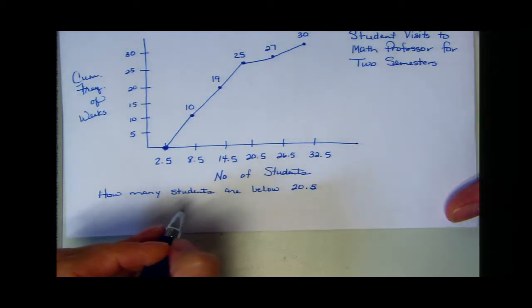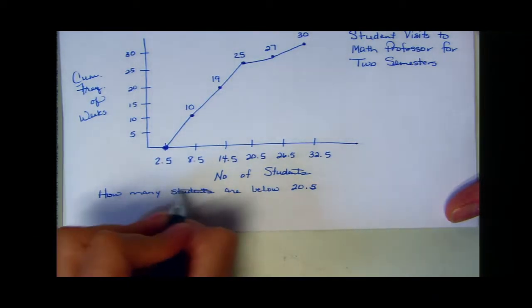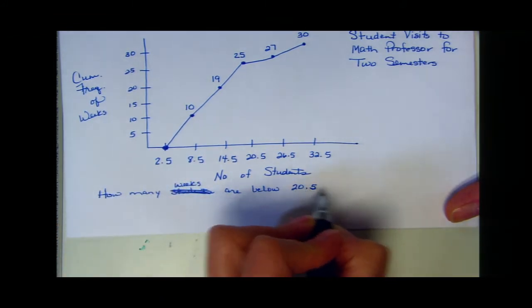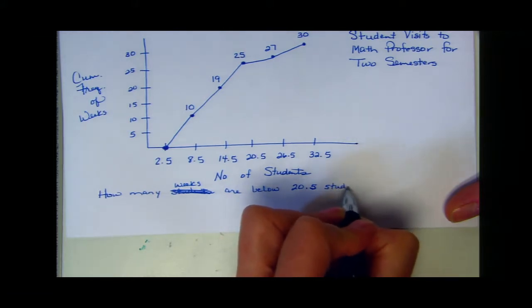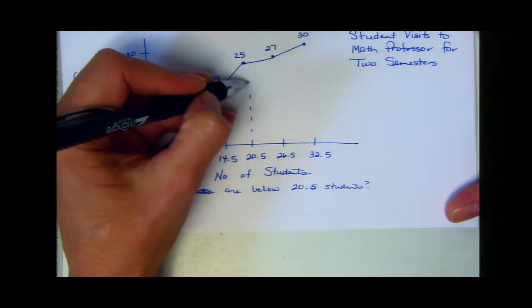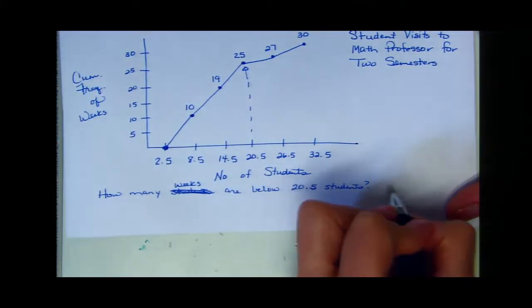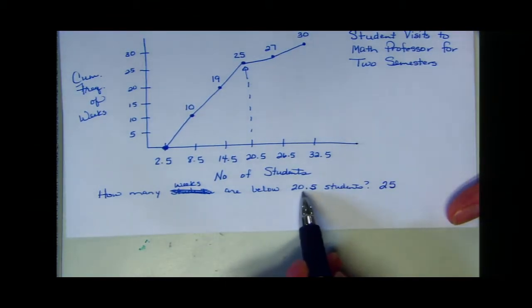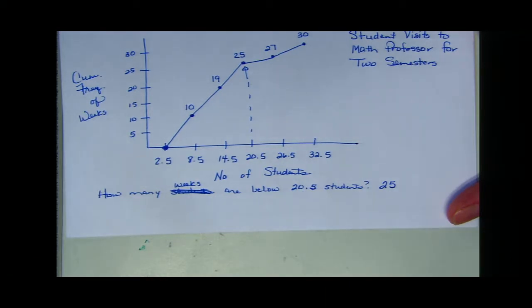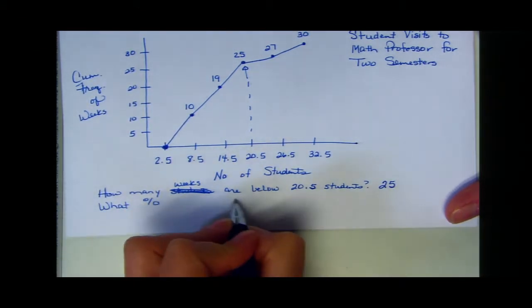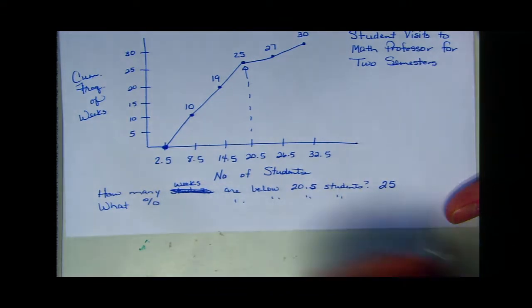Actually, that would be how many weeks? Sorry about that. How many weeks are below 20.5 students? So 20.5, this would tell me that there are 25 weeks in which there were 20 or fewer students that went by the office. Sometimes it also might ask what percentage was below that.